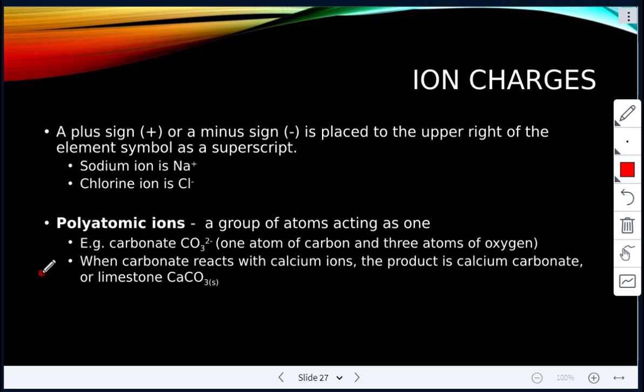One other thing you'll see on the periodic table are polyatomic ions. These are a group of atoms acting as one. So for example, there's a carbonate polyatomic ion, and it is CO3 2-. So CO3, and then its charge is 2 minus. It's got 1 atom of carbon and 3 atoms of oxygen. When a carbonate reacts with calcium, the product is calcium carbonate, also known as limestone. This is its chemical formula, CaCO3, with the little subscript (s) showing it's a solid.